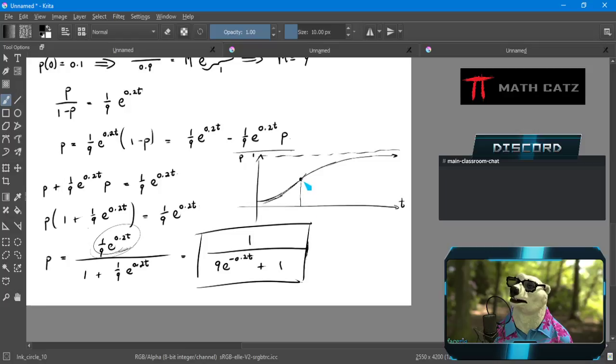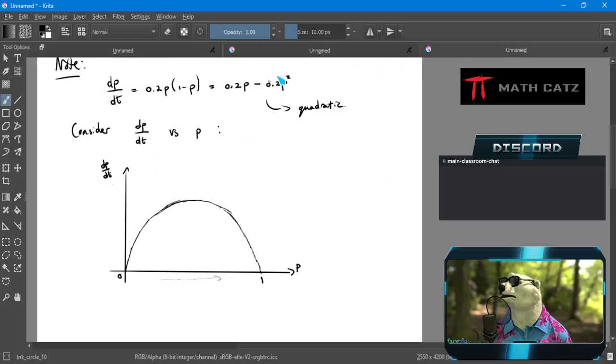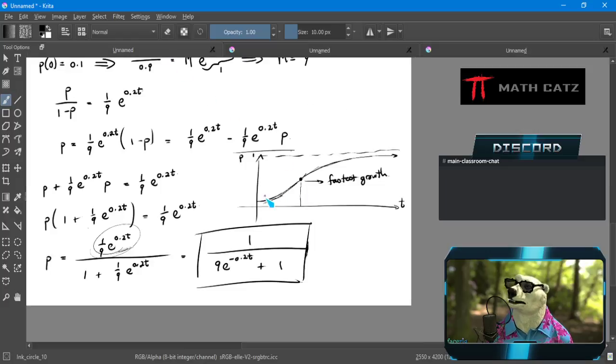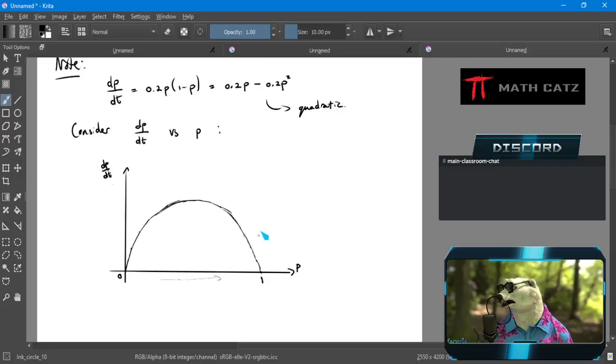And then that's as fast as it grows. Fastest growth. And then it's going to slow down, because I'm still looking at dp dt. So I'm not looking at the slope of this graph. I'm looking at the slope of the actual function. So the growth rate is going to increase and then it's going to slow down. That's just sort of verified by this way of looking at it.